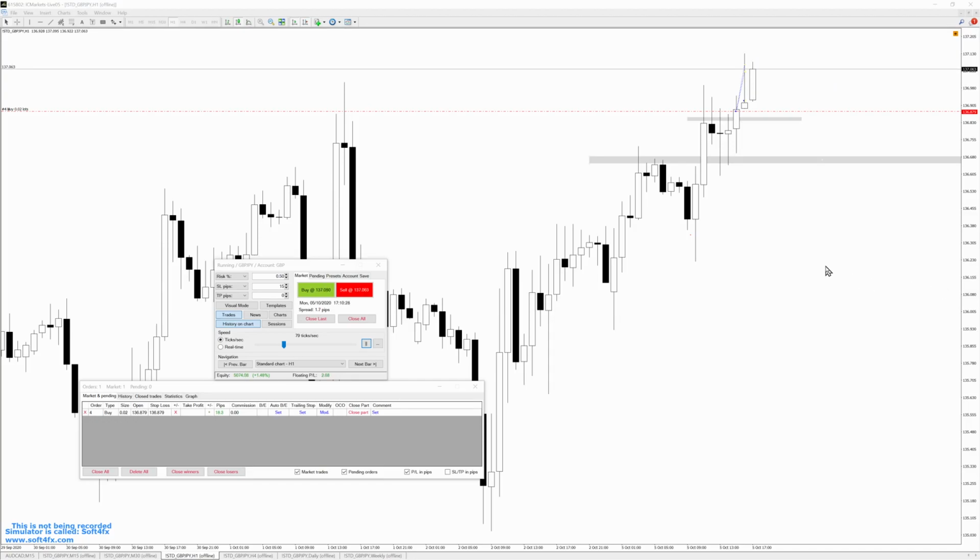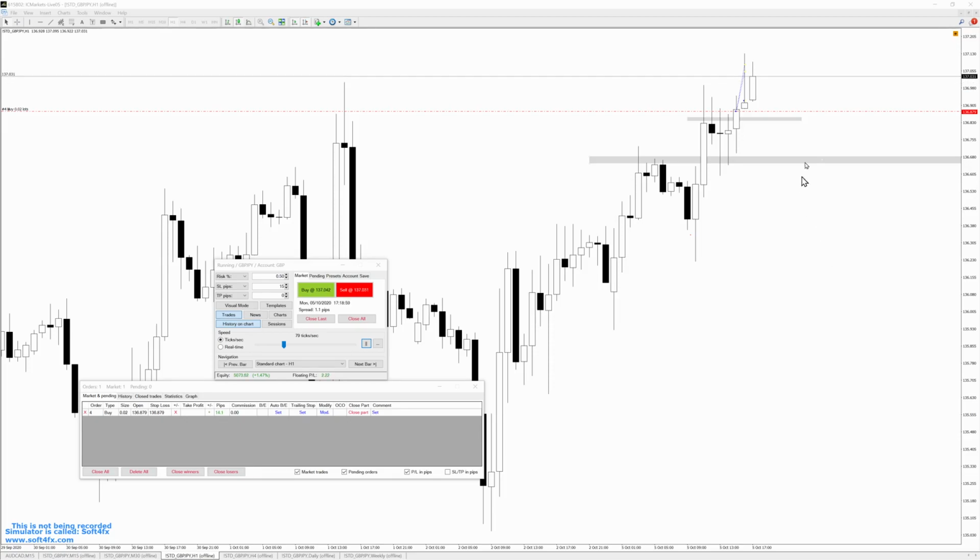Y'all just hoping the market will go up. No, there's no hope. We broke down the entire trade. We waited for everything, and then obviously we executed on that.